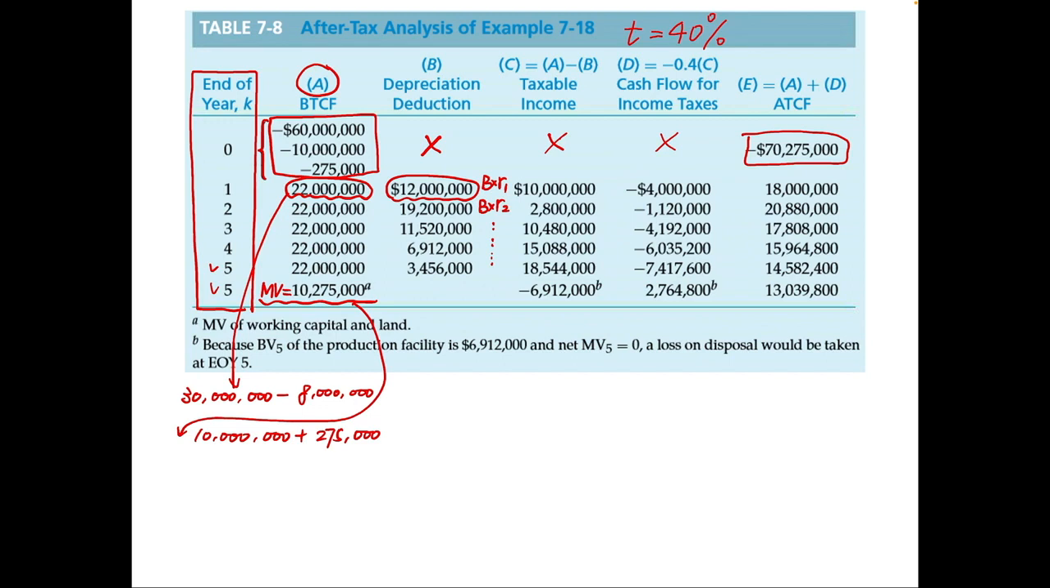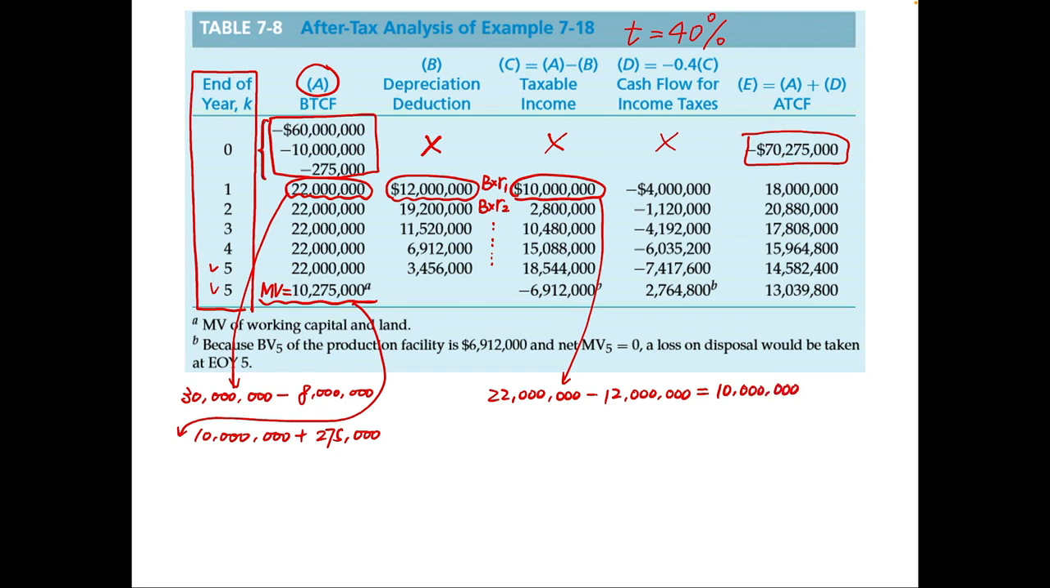Then let's take a look at column C. Column C is whatever you have in column A minus the number in column B. So this 10 million is the result of the number in column A, which is 22 million, minus the number in column B, which is 12 million, which is 10 million, and so on.